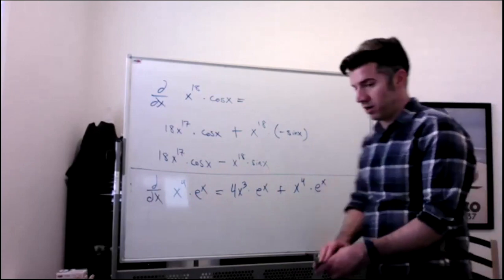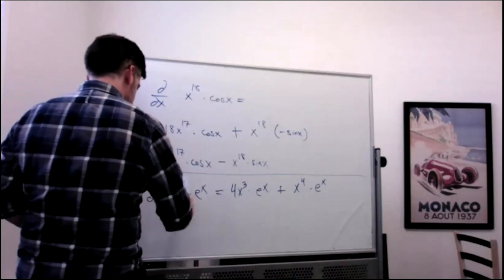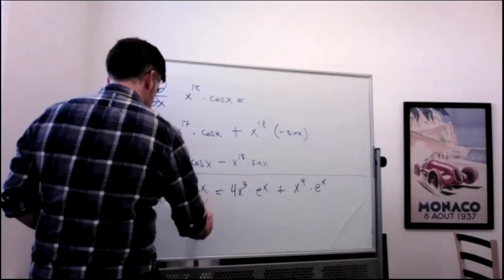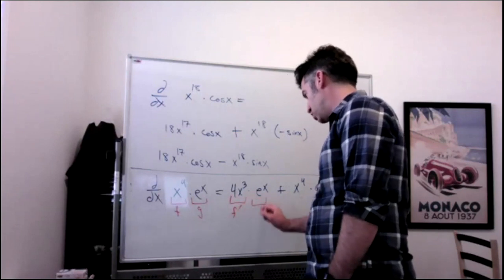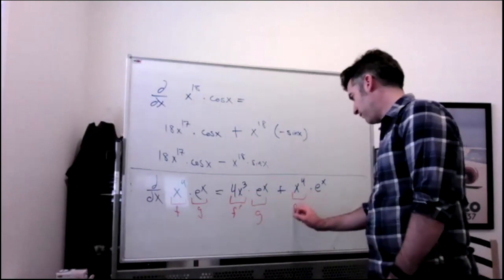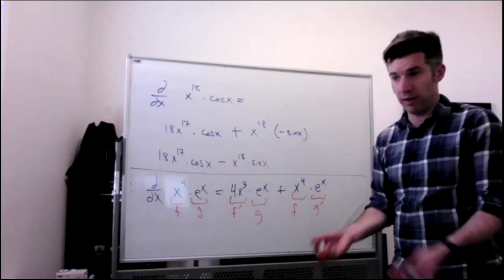So I should point out, some people like to write this is f, and this is g, and this is f prime times g plus f times g prime.